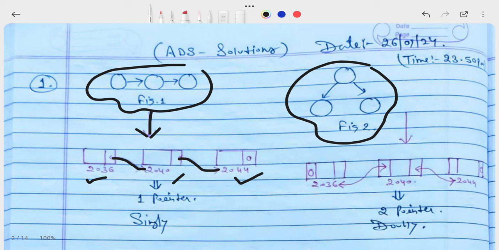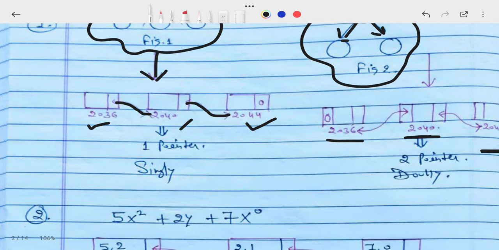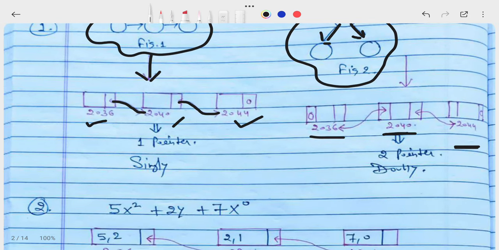Now in this figure you can see there are 2 arrows, first arrow is this, second arrow is this. According to this I created this figure. Same also here, the addresses are 2040, 2036 and 2044. You can write anything. According to this, the address of this will be here, and the address of this will be here, according to the figure.